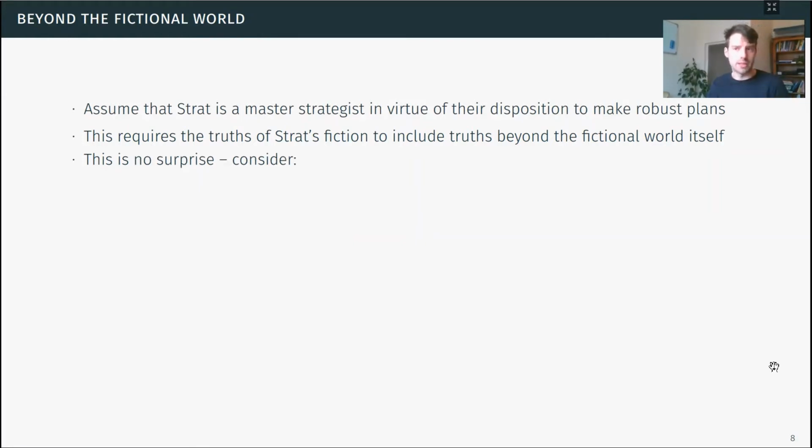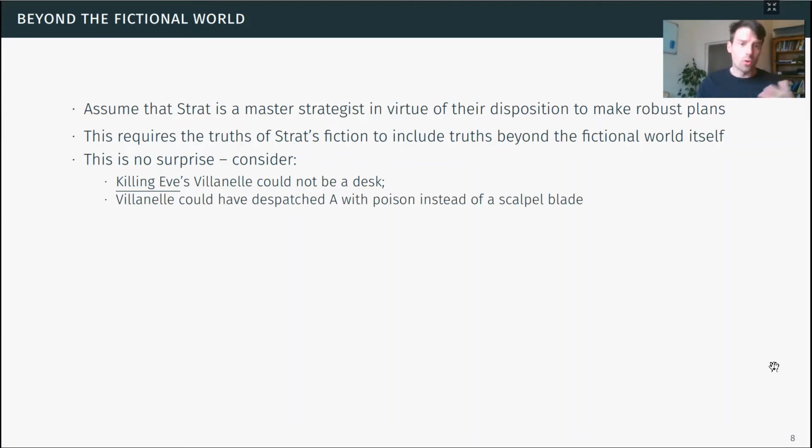And that shouldn't be particularly surprising, though, because we have various cases where that seems to be the case. So consider, for example, in the series Killing Eve, the character Villanelle could not be a desk. That seems a plausible thing we would like to say. Why? Because she's a human, and humans can't be desks. Or similarly, we might want to say that Villanelle could have dispatched a certain particular victim in the series with poison instead of with a scalpel blade. That also seems like something that we are fairly comfortable asserting.